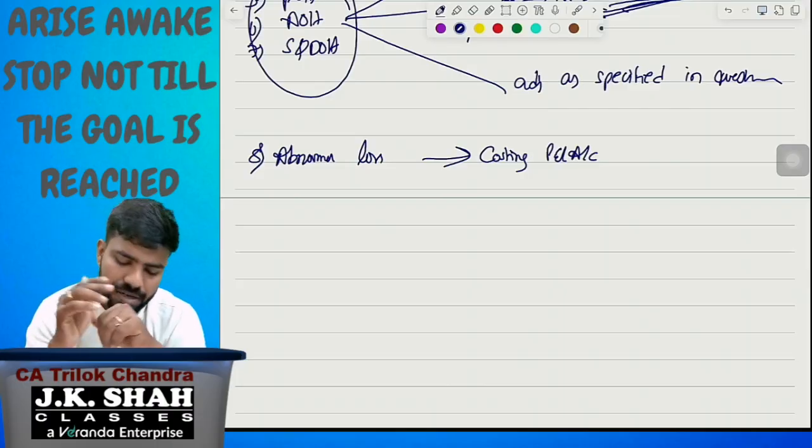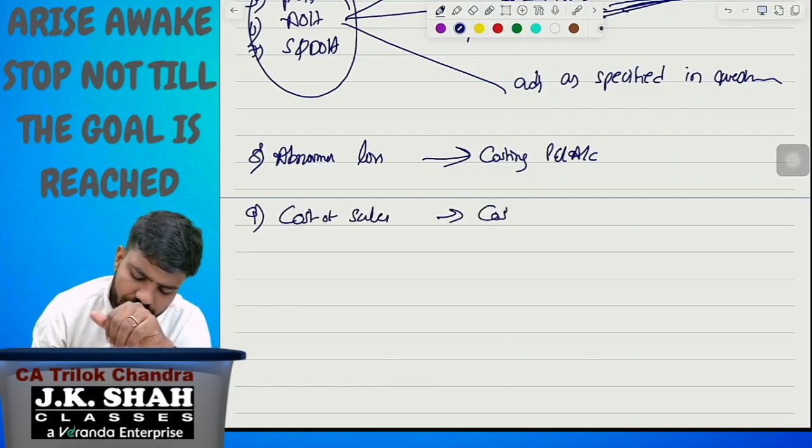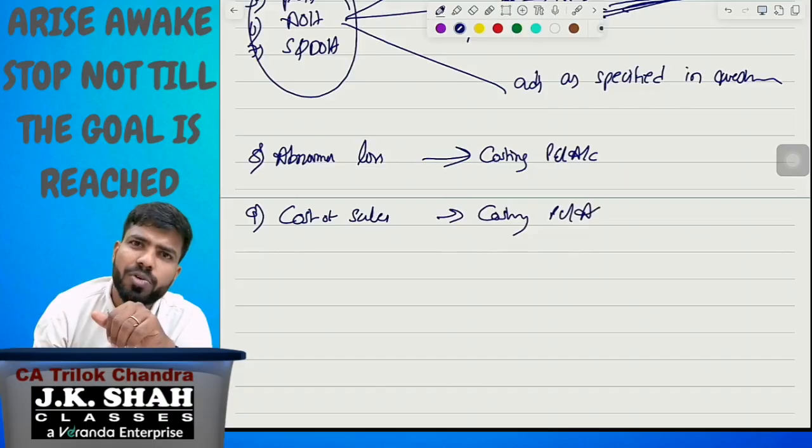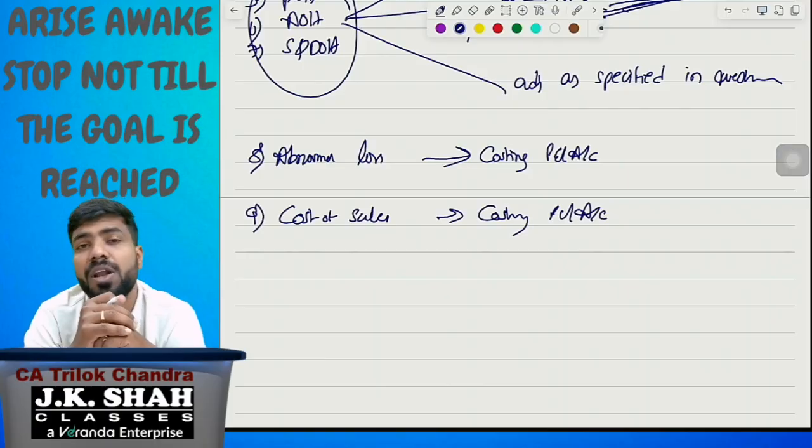Are you understanding? Next, number 9, cost of sales. This cost of sales also will be taken to the costing P&L account to calculate the profit. Cost of sales will be transferred to the costing P&L account to calculate the profit or loss.